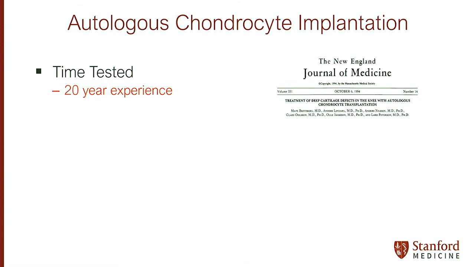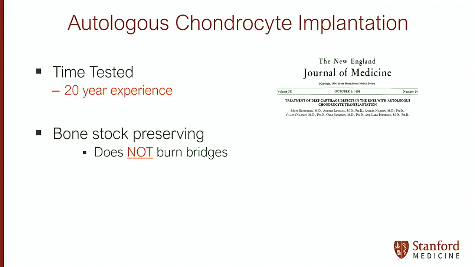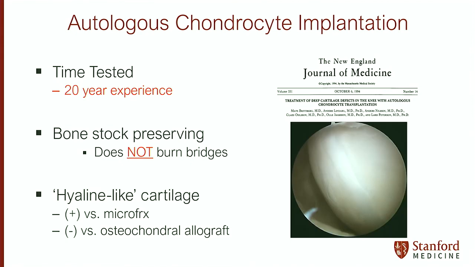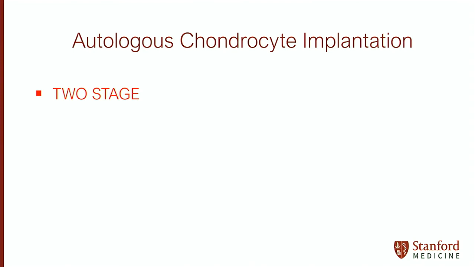So we'll move to what I have available, which is ACI. It's time tested. It's 20 plus years of experience since Lars Peterson's initial study. It's bone stock preserving, so it does not burn bridges. But it is hyaline-like cartilage, which is a pro when you compare to microfracture, but certainly it's a con when you compare to mature hyaline that Bill's implanting. It is 2-stage, which I know puts off a lot of people, but as we talked about earlier, most of my patients are 2-stage.